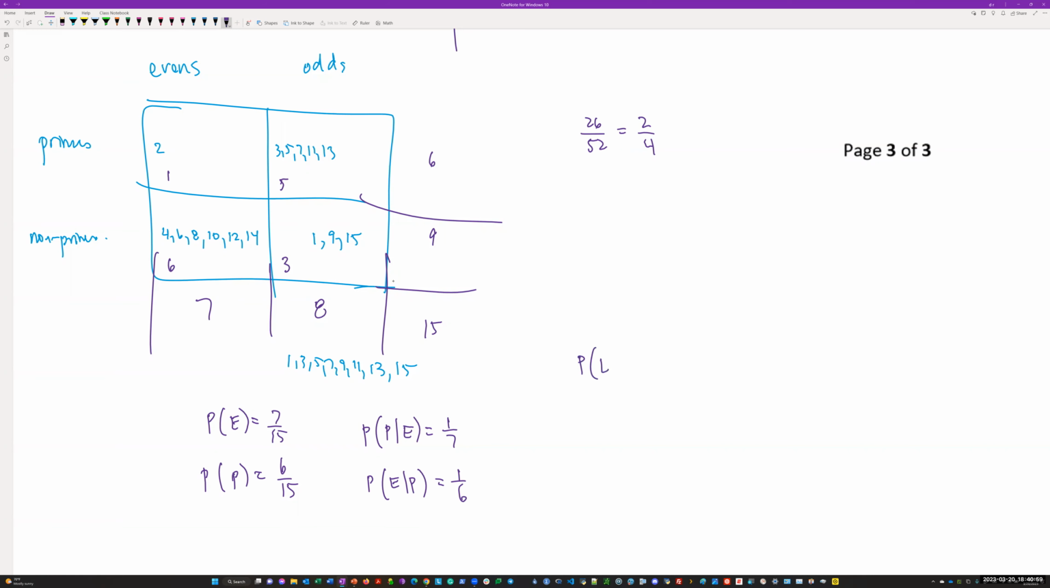If we want to say that it's going to be independent, this has to be true. That means that the probability that it's even and prime, which is definitely 1 out of 15, is supposed to equal the chances that it's even, which is 7 out of 15, times the chances that it's a prime, which is 6 out of 15. That's not correct at all, because this is 42 out of 225. That's not right. Does that make sense?